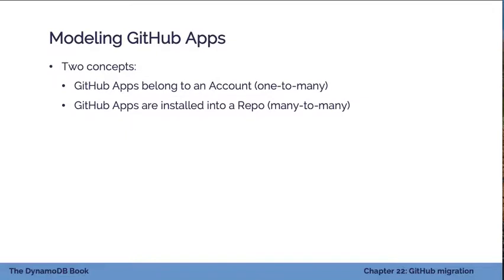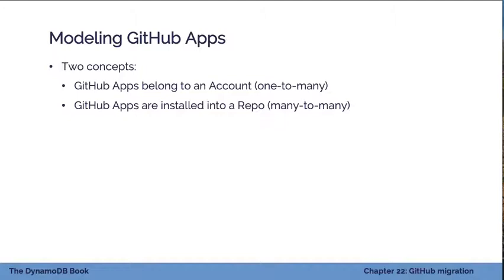So that was the first concept we need to handle with GitHub apps, that one-to-many relationship. Now let's model the second part of that, which is that many-to-many relationship between an app and a repo. Usually when you have a many-to-many relationship like this, we're going to represent it as an item itself. So we'll be creating an app installation item. We just need to think how to handle both sides of that, where I can say, give me an app and all its installations, or give me a repo and all the installations there.